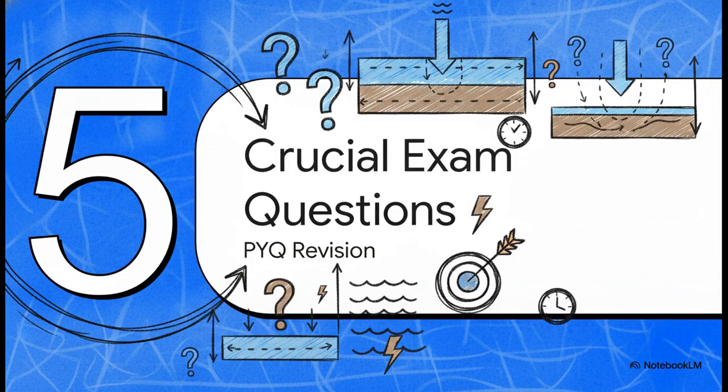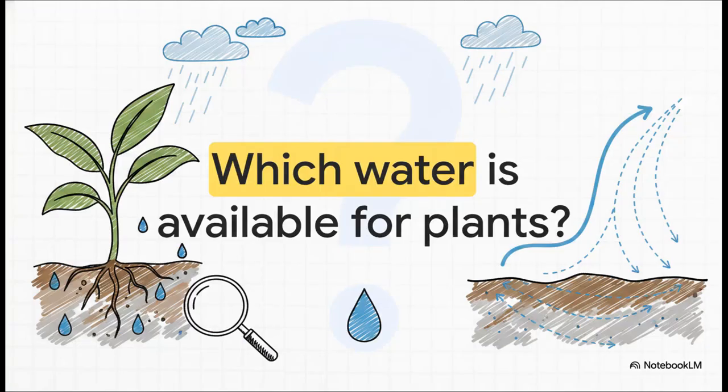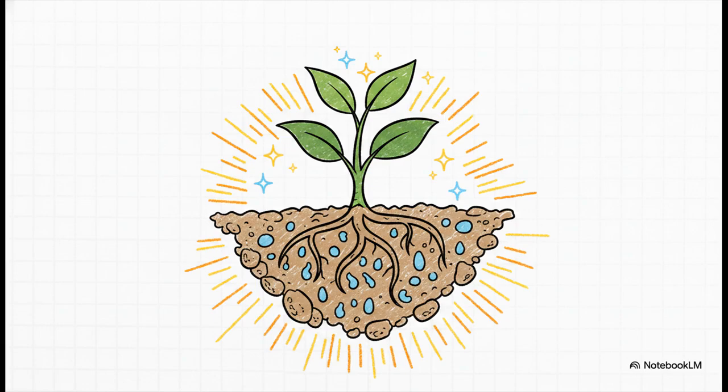Okay, home stretch. Section 5, crucial exam questions. Time to test what we've learned with a rapid-fire round of previous year questions. First up, out of all the different types of soil water we went over, which one is actually available and most useful for plants? It's capillary water. Remember our GCHC trick? It's that water clinging to the soil pores via surface tension, making it perfectly accessible for plant roots to just drink right up.